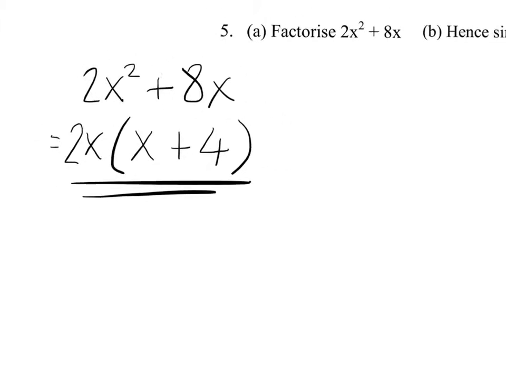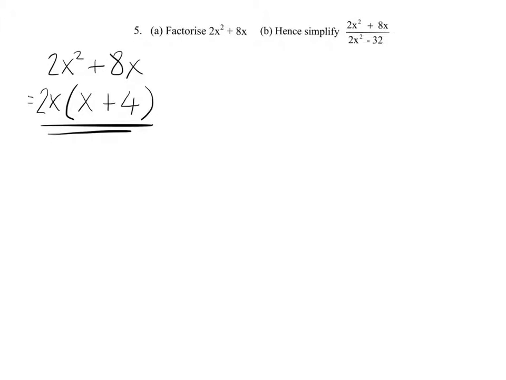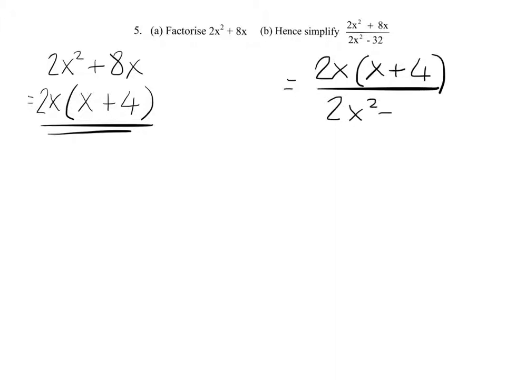Moving on to the second part of the question. Part B says, hence simplify 2x squared plus 8x over 2x squared minus 32. The word hence here tells us that we're going to use the answer from part A. So the numerator, the top of the fraction, 2x squared plus 8x, we are now going to replace with our answer from the first part. That would give us 2x bracket x plus 4 on the top line, and on the bottom line we have 2x squared minus 32.